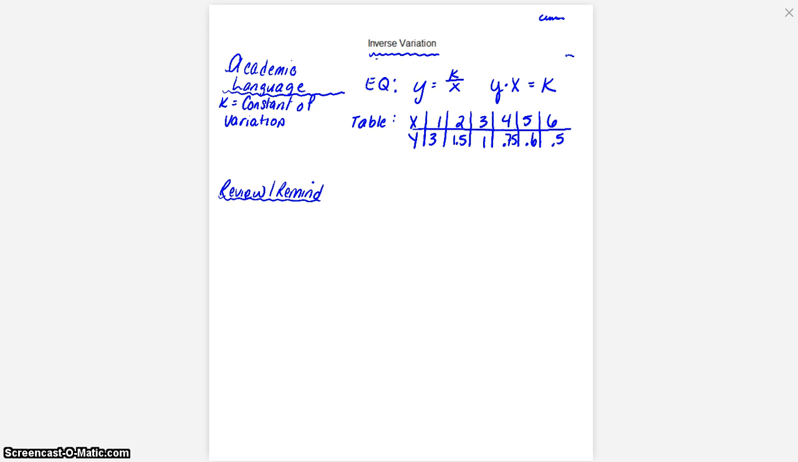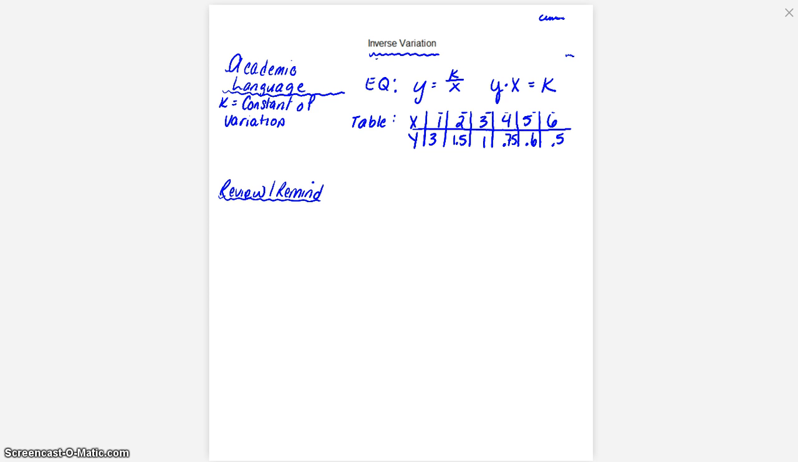Okay, so the first really important thing to realize about the table, and we'll see what shows up in the graph, is that as x is increasing, x is 1, 2, 3, 4, 5, 6, those numbers are getting bigger, the y values are decreasing. Y starts off at 3, but then it's only half, and then it's only 1, and then 3/4 or 0.75. So it's always going to be this way. As x is increasing, y is going to be decreasing.